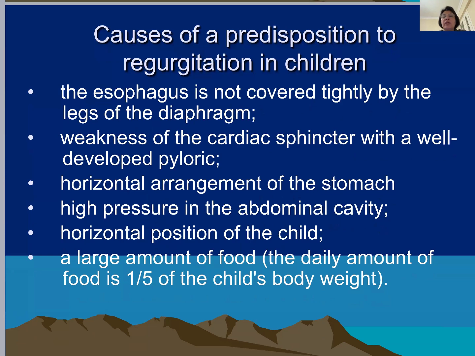Regurgitation is a frequent act in babies, especially in the first 6 months. Causes of a predisposition to regurgitation. Esophagus is not covered tightly by the legs of diaphragm. Weakness of the cardiac sphincter with a well-developed pyloric. Horizontal enlargement of the stomach. High pressure in the abdominal cavity. Horizontal position of the child. Large amount of food. The daily amount of food is 1/5 of the child's body weight.